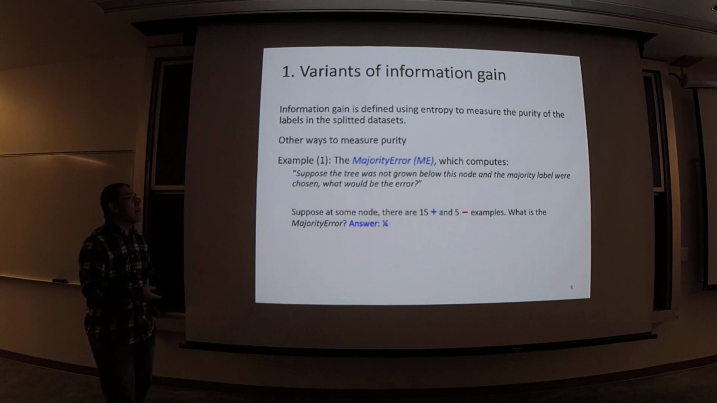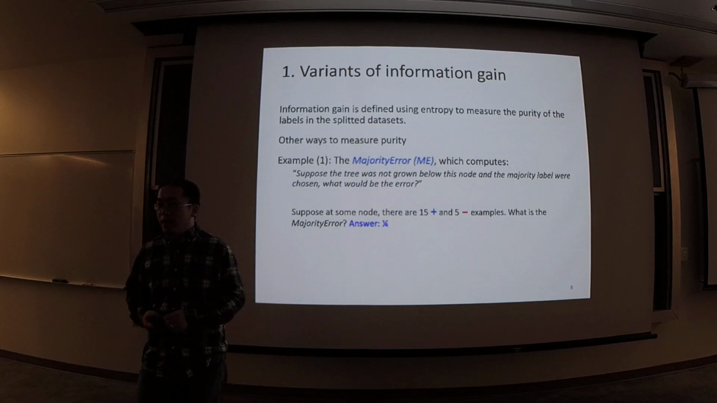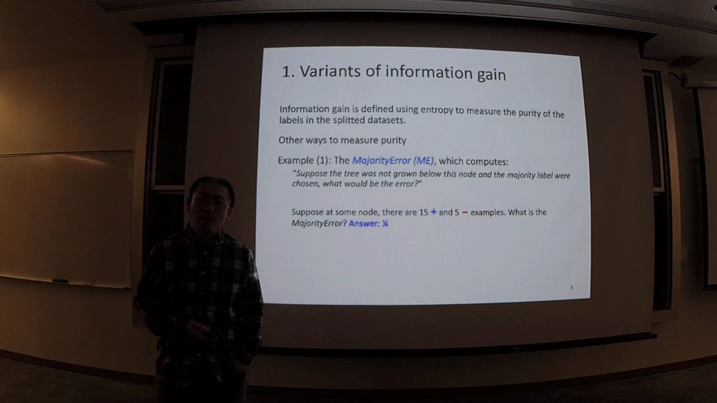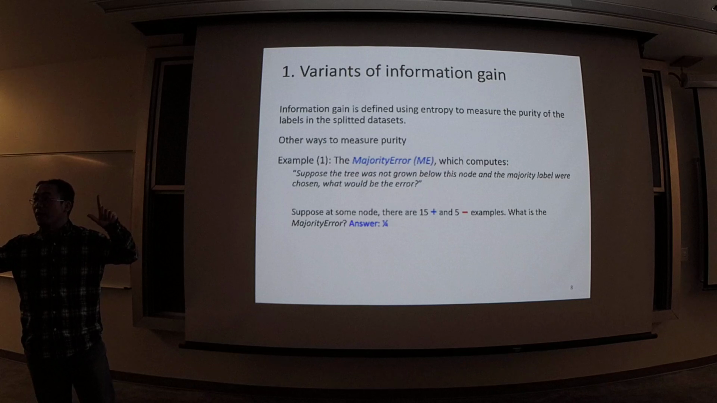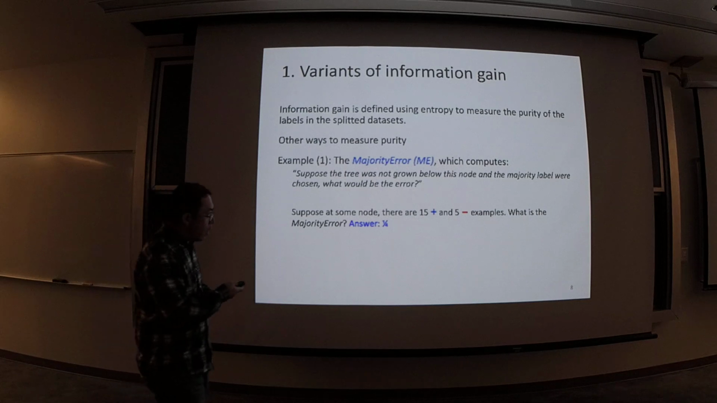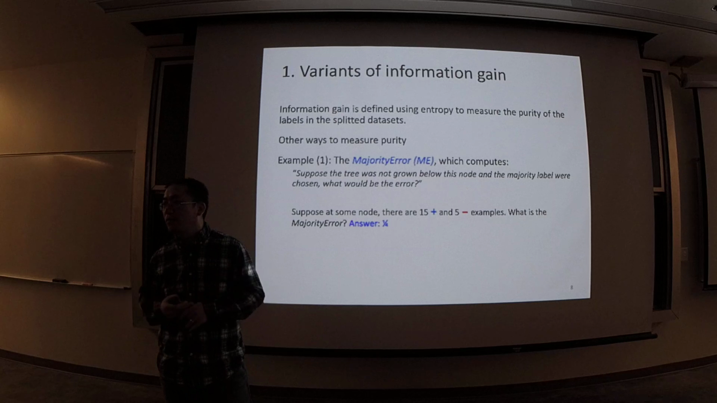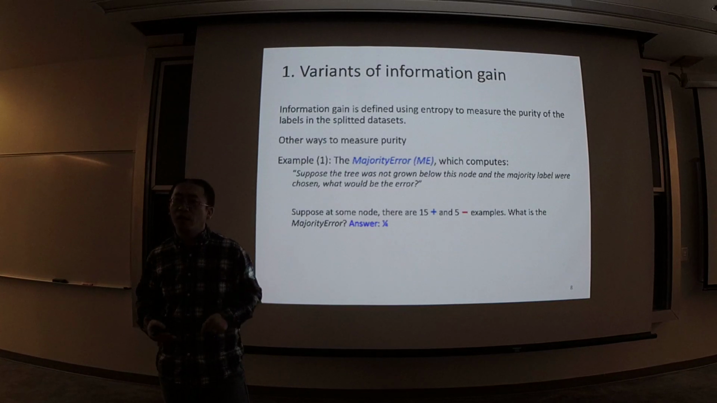Now I want to ask a question: how does majority error reflect the purity of your data set? The lesser the majority error, the purer, right? Yeah, exactly. So it's very intuitive. Let us consider extreme cases. Suppose all of your 20 examples are positive. What is the majority error? 0, right? The smallest majority error corresponds to the highest purity.